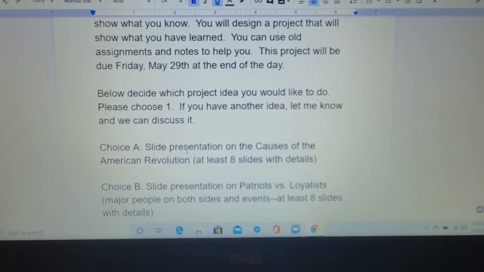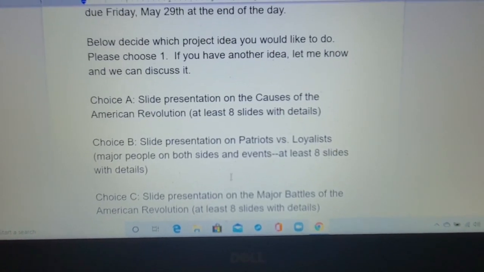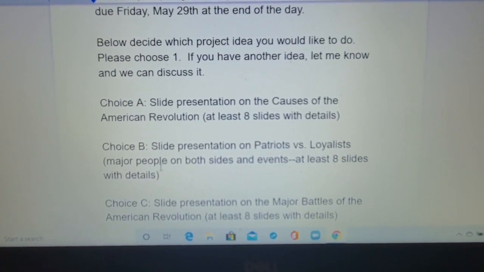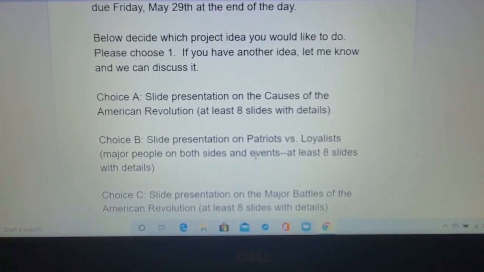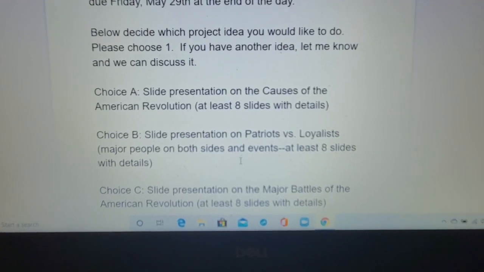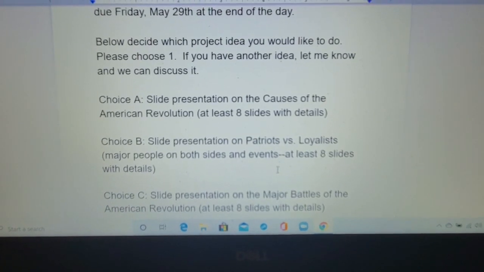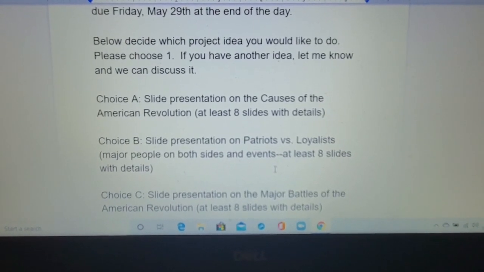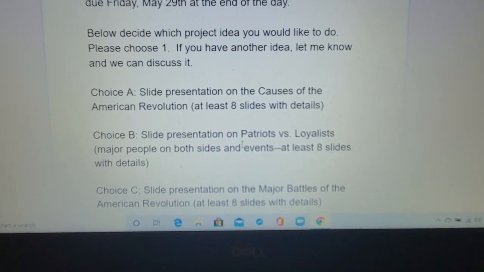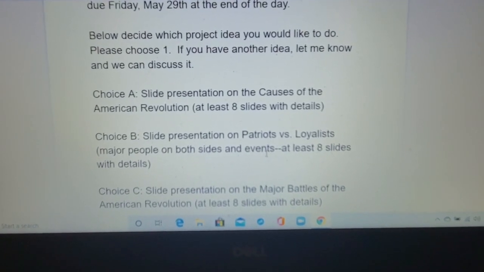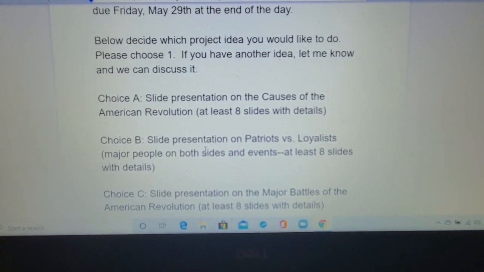Choice B, you do a slide presentation on the Patriots versus Loyalists. There were major people on both sides, and then there were events, so you can mention the people involved and the major events that happened, like the Sons of Liberty and the Tar and Feathering, and some of the laws that were passed and how the Patriots and Loyalists felt about it. The video on the debates that I had you watch with the kids would be helpful. This also needs to be at least 8 slides with details.